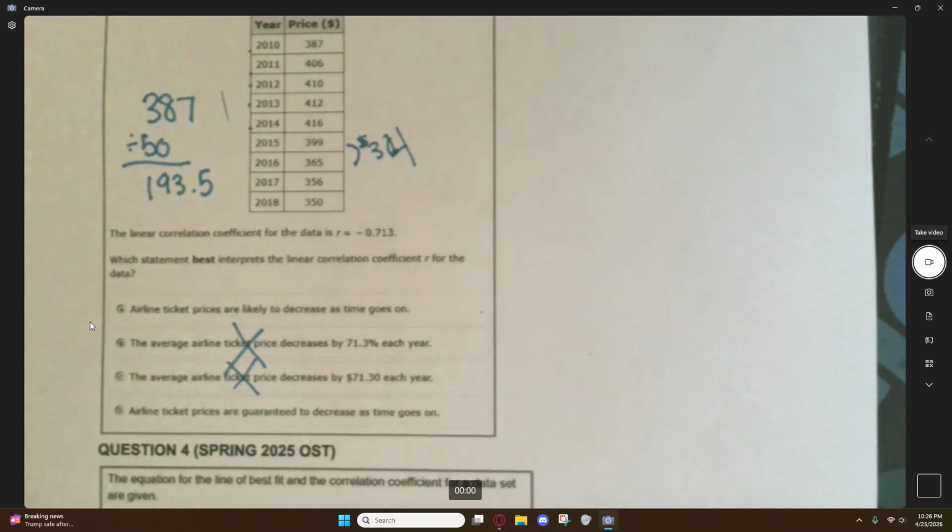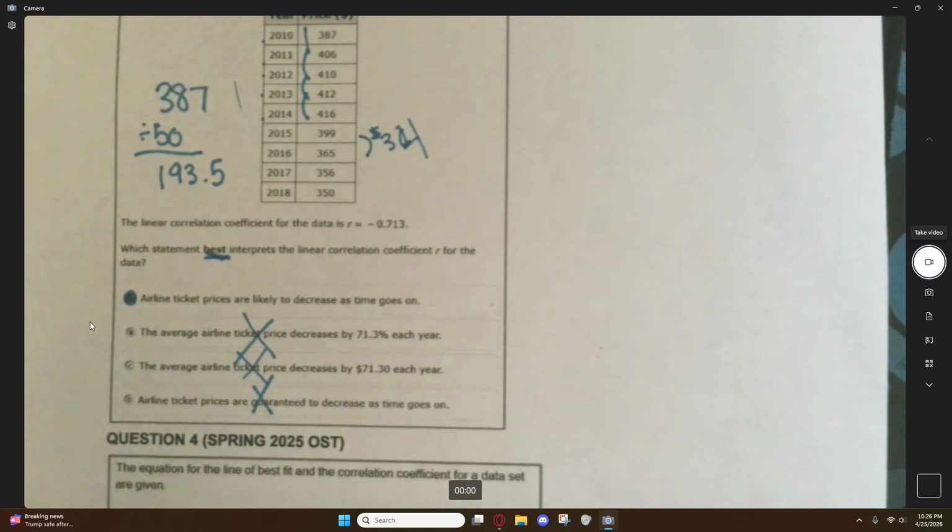Airline ticket prices are guaranteed to decrease. Again, up, up, up, up. So A, even though we were unsure about A at the beginning, this is why they use the term best, because it's not always correct. It's which one is closest. Airline ticket prices are likely to decrease as time goes on because the recent trend is showing that it will decrease. The fact that this R is negative means that it is trending downward.